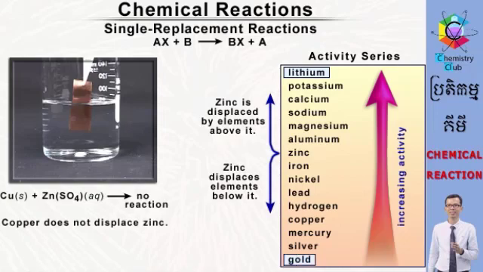You may have noticed that the element hydrogen is on the activity chart with the metals, even though hydrogen is not a metal. It is placed there because in this type of reaction, it is useful to consider whether a metal can displace hydrogen from water.